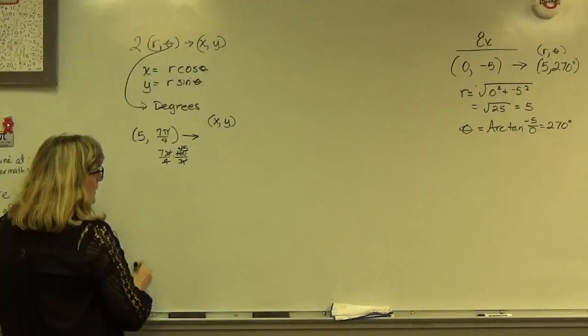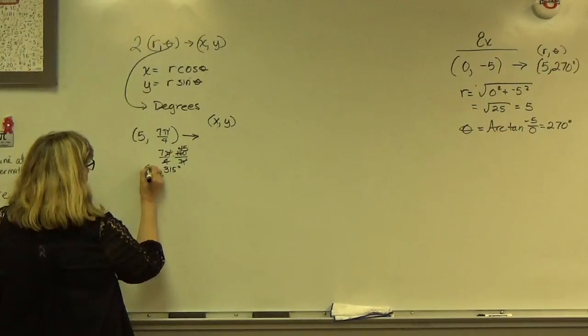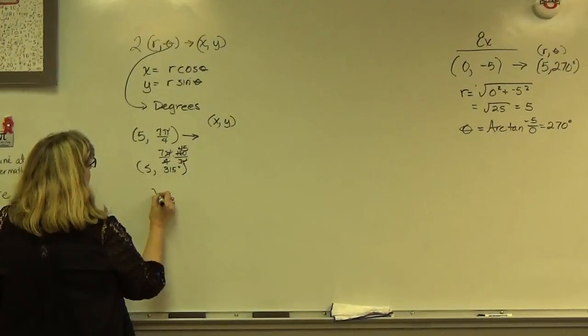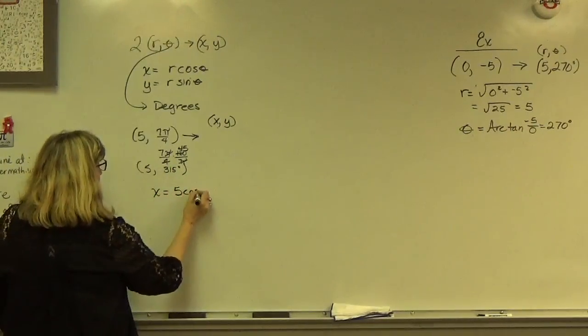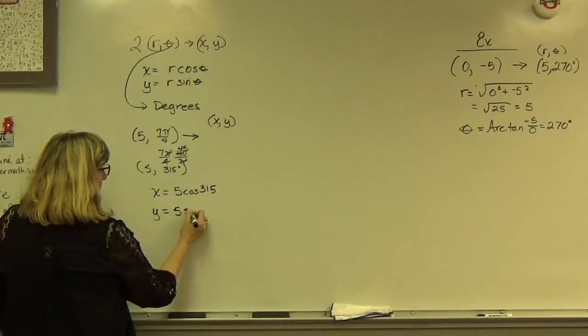So 7 times that's what? 315? So we've got 5, 315. So x is going to equal 5 times the cosine of 315, and y is going to equal 5 times the sine of 315.